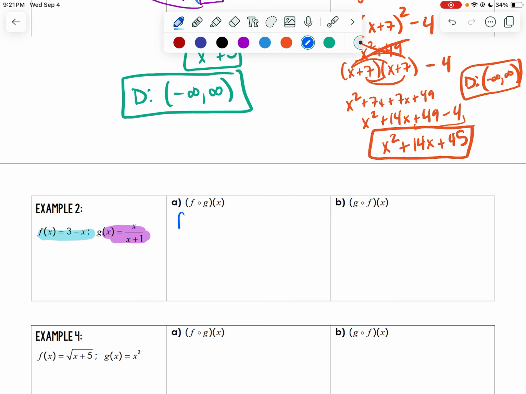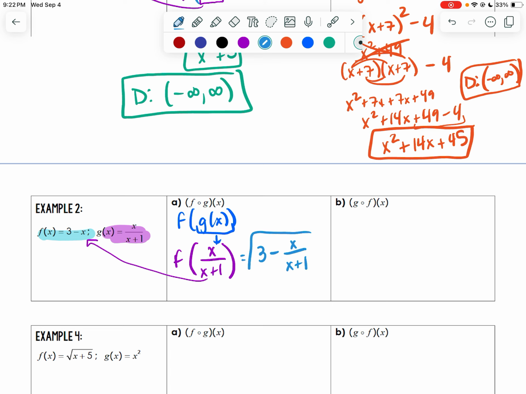All right, so let's do f of g of x. I'm just going to rewrite my g function. So that's x over x plus 1. And I want to find f of that function. So I'm going to plug all of this in to my f function. Didn't really leave a whole lot of room on this one. So my f function would be 3 minus, now instead of x, I'm going to rewrite that whole fraction.